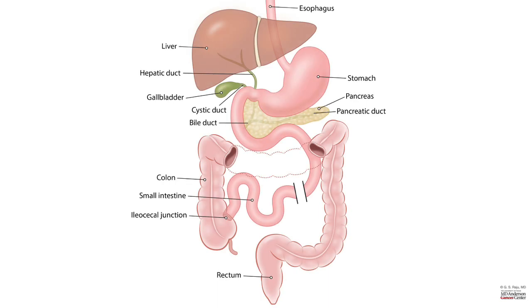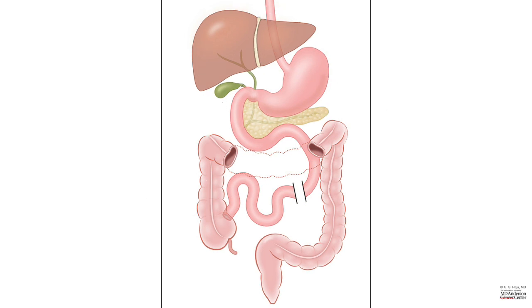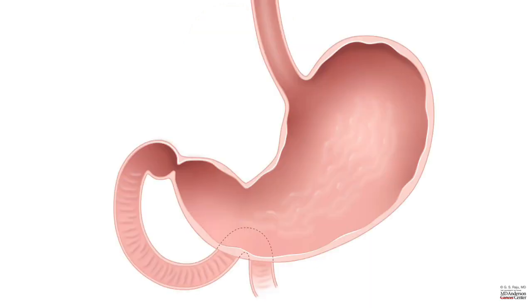Here is an image of the gastrointestinal tract. And when you perform endoscopy, i.e. esophagogastroduodenoscopy or EGD, the endoscope comes down the esophagus, enters the stomach, goes into the duodenum, and then as we withdraw, we examine the duodenum, stomach, different segments of the stomach, and esophagus. So let us learn about the anatomy of the stomach.